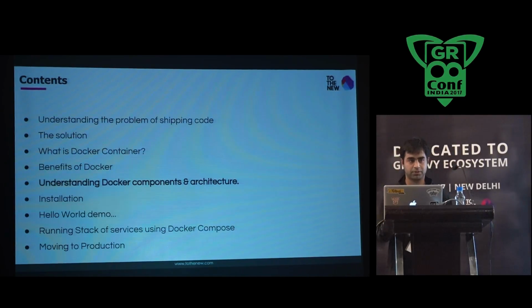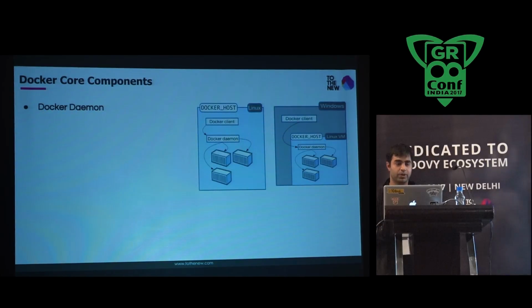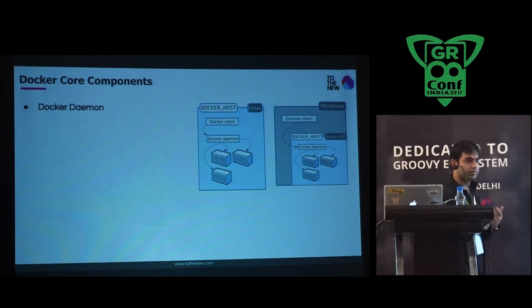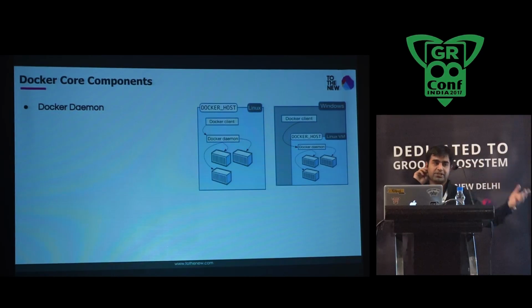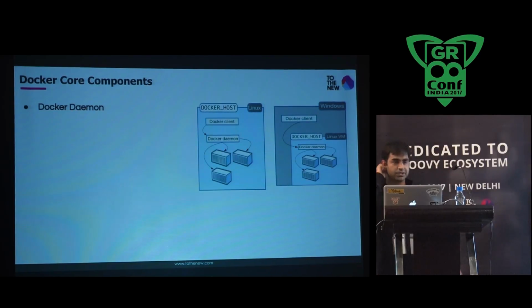Okay, I'll move forward. Understanding architecture real quick. So Docker core components is Docker daemon, which runs on the host machine. Host machine is a server, right? Your AWS machine or any server you're running, where Docker engine is installed.